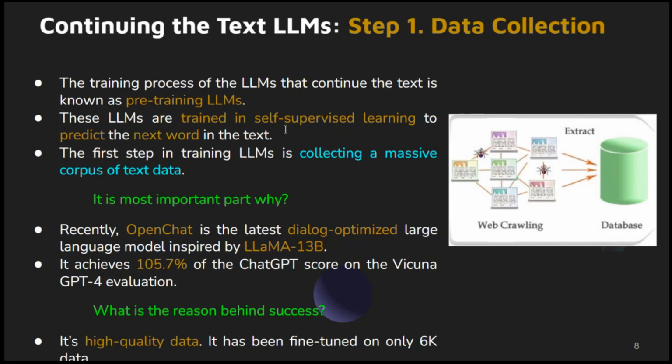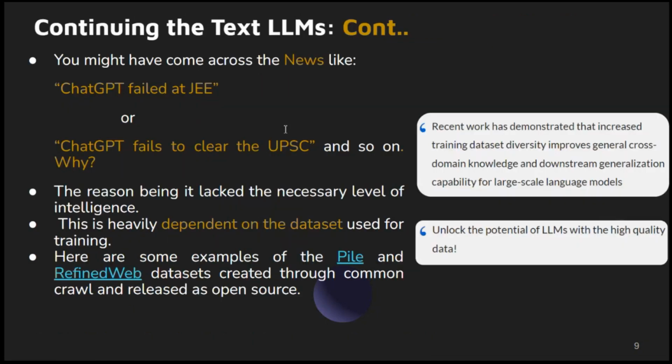That is the qualitative data, like the ChatGPT-inspired OpenChat methodology, which succeeded with its high quality training on just 6K data, proving that quality over quantity rocks each time. You might have heard stories like ChatGPT flunks the JEE test or ChatGPT fails the UPSC exam. What's the deal behind it? Well, it's all about the data.